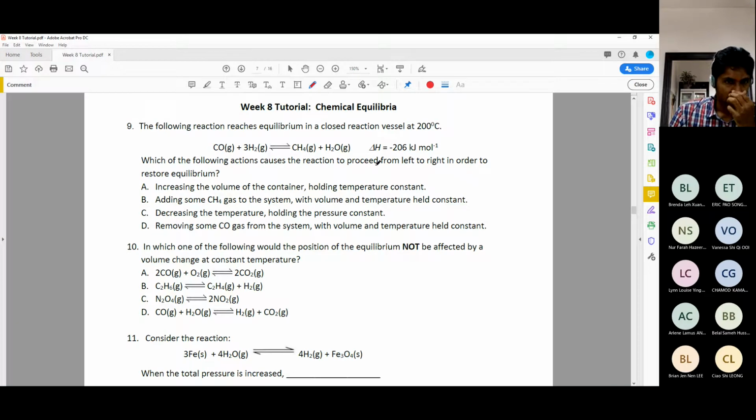Question number 9 says the following reaction reaches equilibrium in a closed reaction vessel at 200 degrees centigrade. Carbon monoxide gas and hydrogen gas are producing methane gas and water vapor. And it is an exothermic reaction. It is producing quite a lot of heat. Why is it happening?